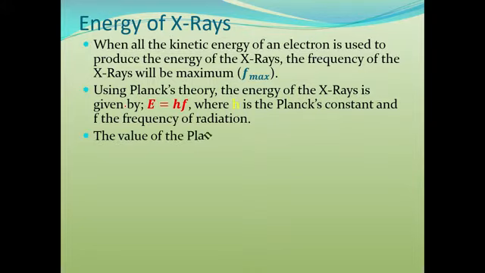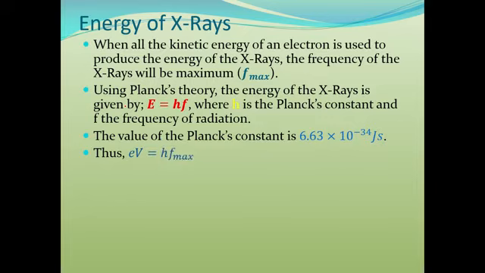So the value of this Planck's constant is basically 6.63 by 10 power negative 34 joule seconds. There is no way you'll be able to get that until you go for further learning on how he was able to derive that, but it's a constant. So there are values that you need to know are constants, not basically cramming them, but understanding how they come about. So thus, the electron volt will be equal to hf max.